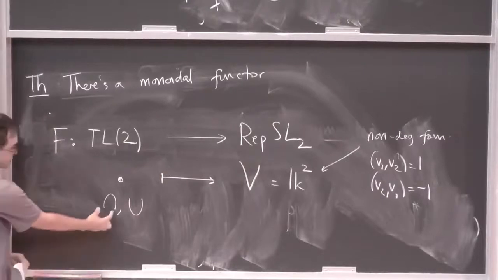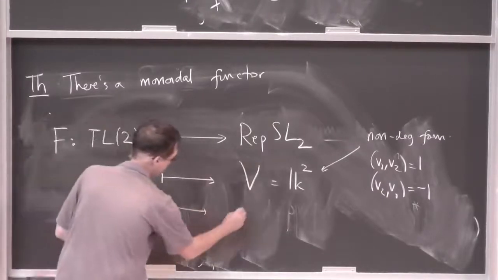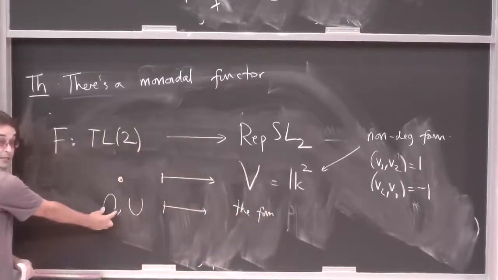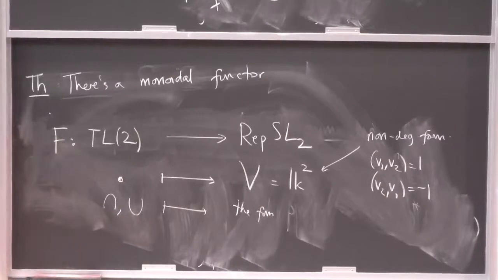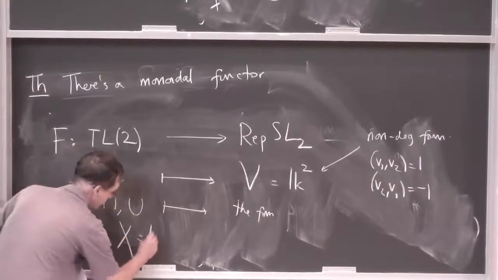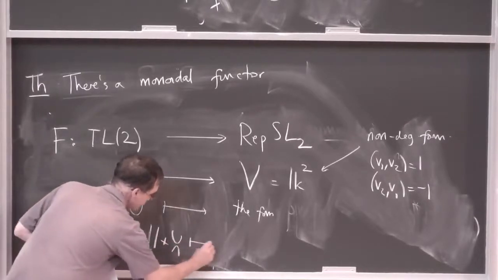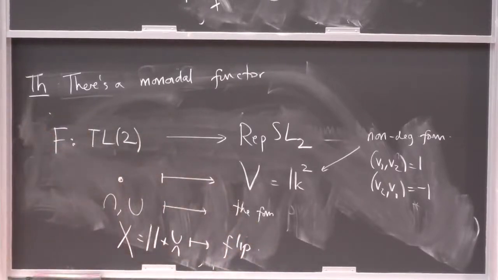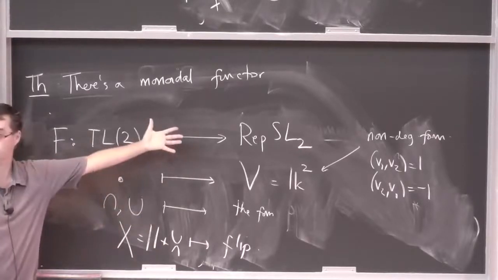And I'm just going to send cap to the form. This is my evaluation map from V tensor V to the field, given by taking the form, and this is the co-evaluation map because this form is non-degenerate. This guy here, which remember was that, this just maps to the flip. Just the flip of the tensors. You can make that little calculation. And so all the relations are satisfied. There's this monoidal functor.